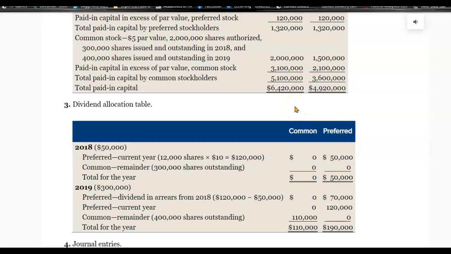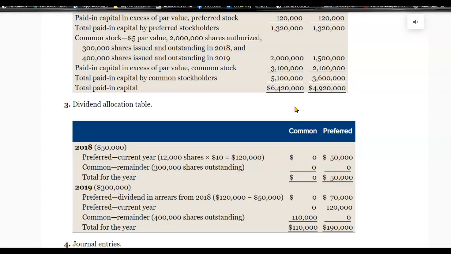What we see here is, again, we have a column for common and a column for preferred. And remember what I told you, preferred shareholders need to be paid first. And so we look at it, we remember that it was 10%. It was $100 par value at 10%, and it was cumulative. So there is no prior amounts because this is the first year. So we have 12,000 shares outstanding at $10 per share, okay, because $10 is 10% of the $100, okay, is $120,000. Now remember, we only declared $50,000 in dividends.